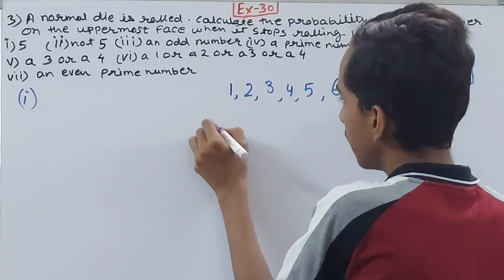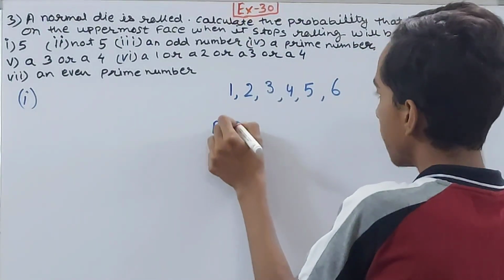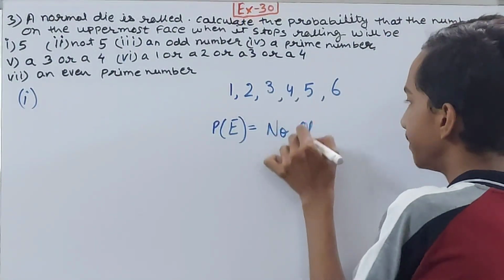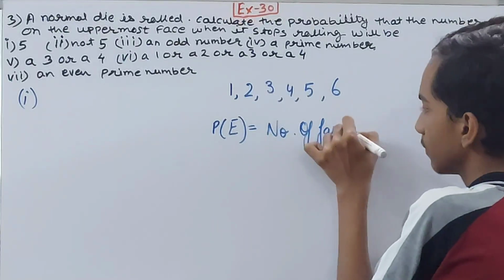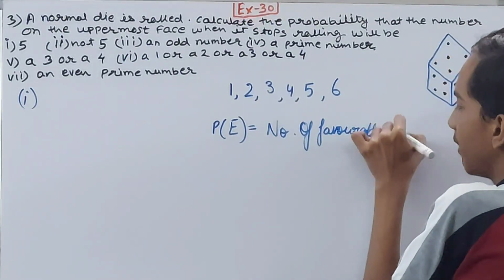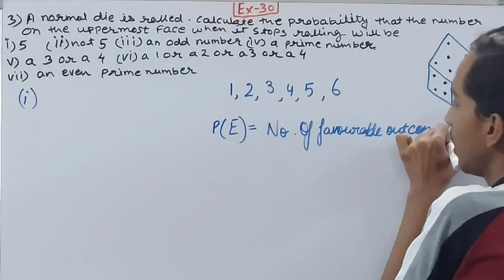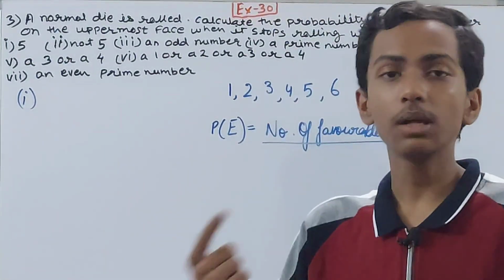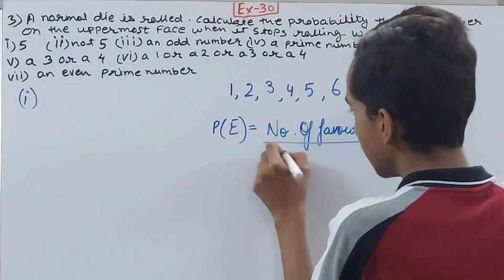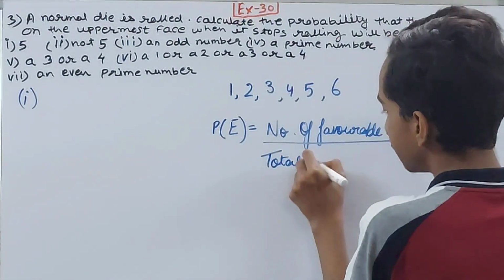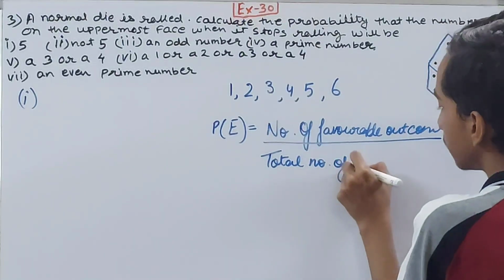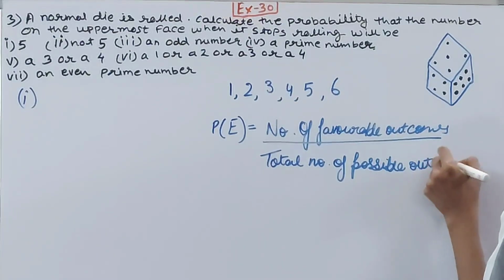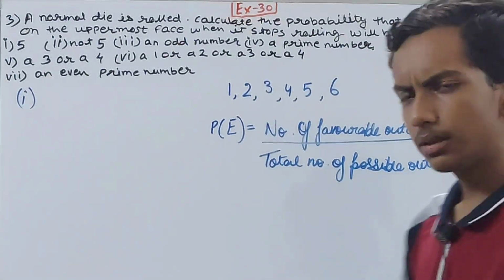As we know, a simple formula for calculating the probability of any event is the number of favorable outcomes upon the total number of possible outcomes. If you have to calculate the probability of any event, you have to calculate the number of favorable outcomes of that event and the total number of possible outcomes that are there. That's the simple formula, right? And we can calculate them both.